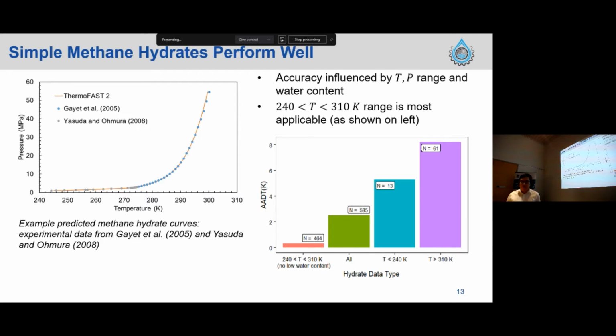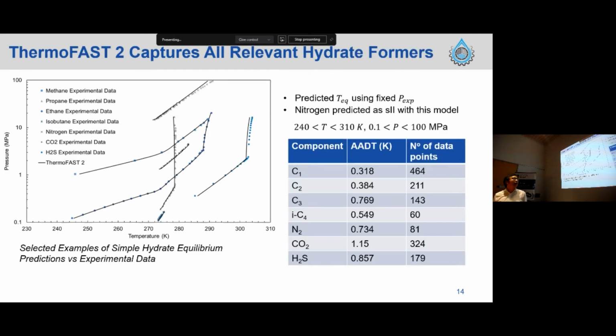But irrespective of this, we look at extending this scope to all the simple hydrate formers. We can see that ThermoFAST 2 captures all the simple hydrate formers quite well. And so this is primarily using the function of predicting the equilibrium temperature at the fixed experimental pressure. And we can see that on average, the average deviation for all these hydrate formers is less than 1 in general. And we're looking at testing a significant amount of data points for each of these hydrate formers as well.